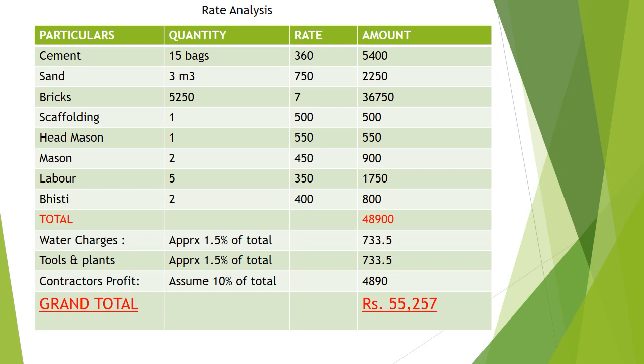First column is the particular, second is the quantity, third is the rate, and last is the amount, which is quantity into rate. First quantity: cement, sand, bricks, which we have already calculated in the previous slides. The rates, I have taken the present rates from the internet. It can vary up to a certain extent. I would suggest you learn these rates so that you get a rough idea during the exam. You don't tend to lose your marks over here. Next is the scaffolding. I have again assumed 500 rupees considering the 10 meter cube.